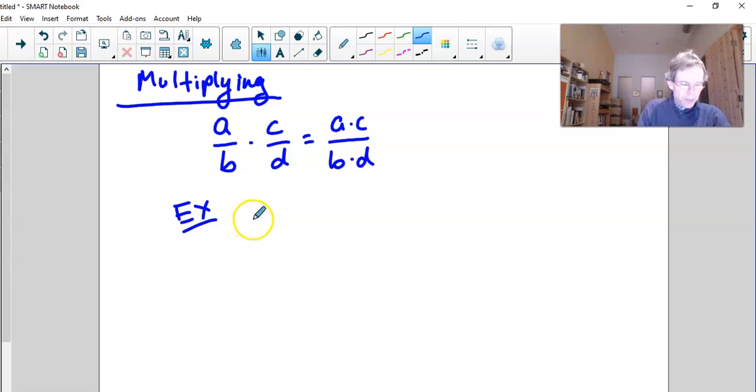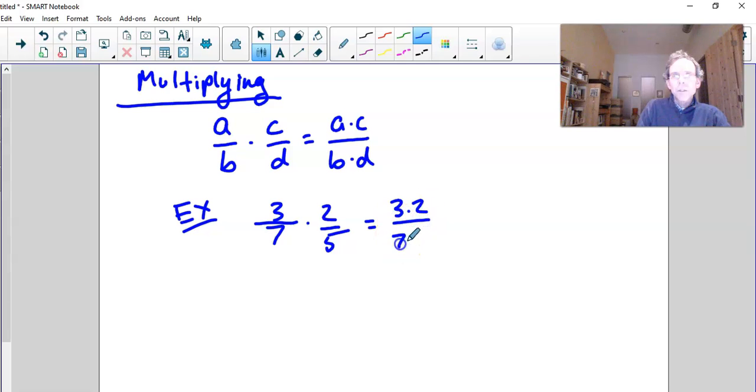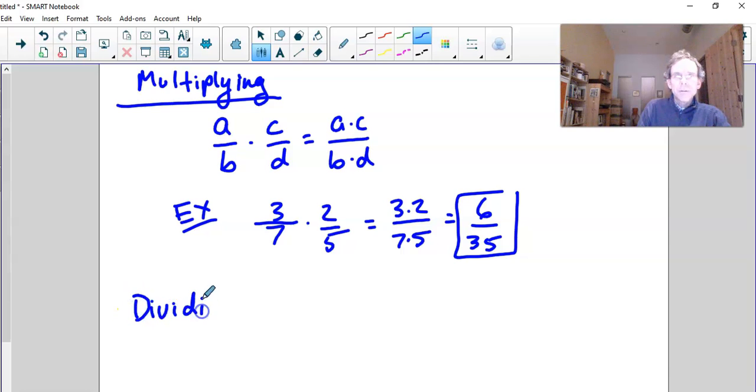So let's say we have the numbers 3/7 times 2/5. Well, we're going to multiply the numerators, we're going to multiply the denominators, and get 6/35. Okay, how about dividing? Dividing fractions.